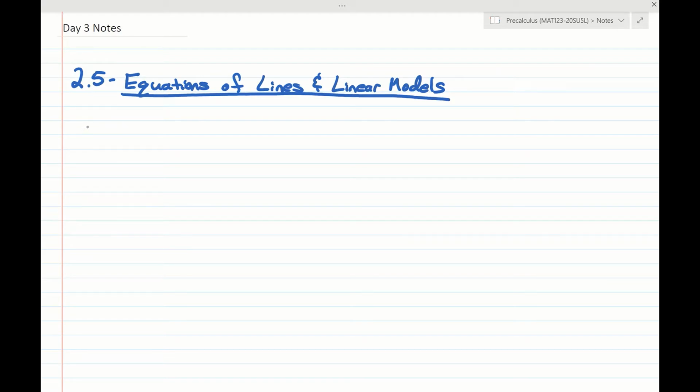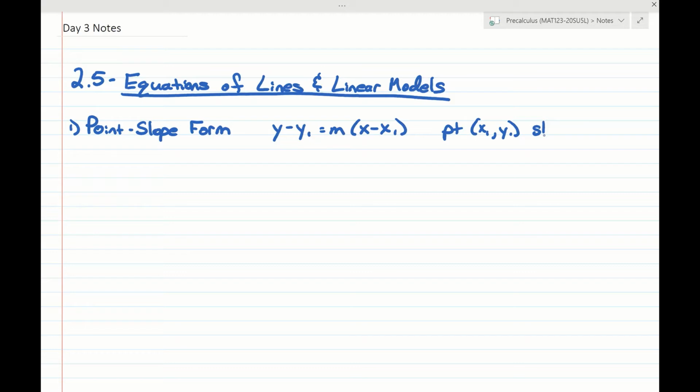One way is called point slope form. And the equation for this is y minus y1 is equal to m times x minus x1, where our point is going to be x1 comma y1, and then our slope is always m.